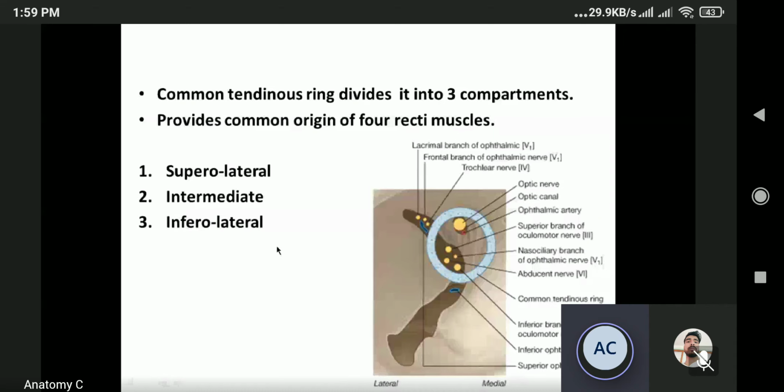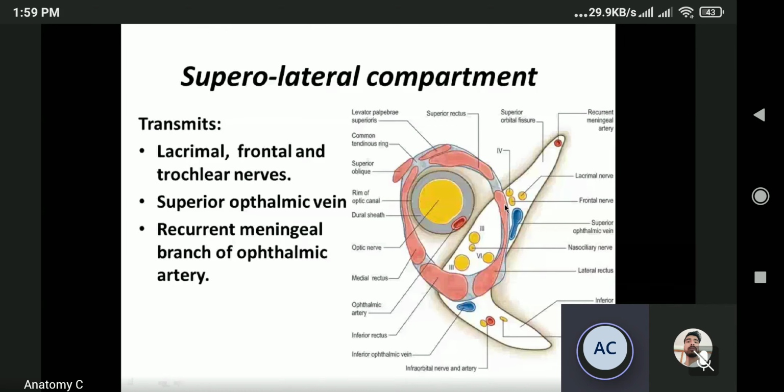So talking about the superolateral compartment, as I told you, LFT. LFT, that is lacrimal, frontal, and trochlear. So these are present in the lateral part, and the superior ophthalmic vein. Look at it, this is the superior ophthalmic vein, and sometimes the recurrent meningeal branch of the ophthalmic artery is present over here. Okay? Recurrent meningeal branch. So LFT, recurrent meningeal branch, and this is the superior ophthalmic vein.